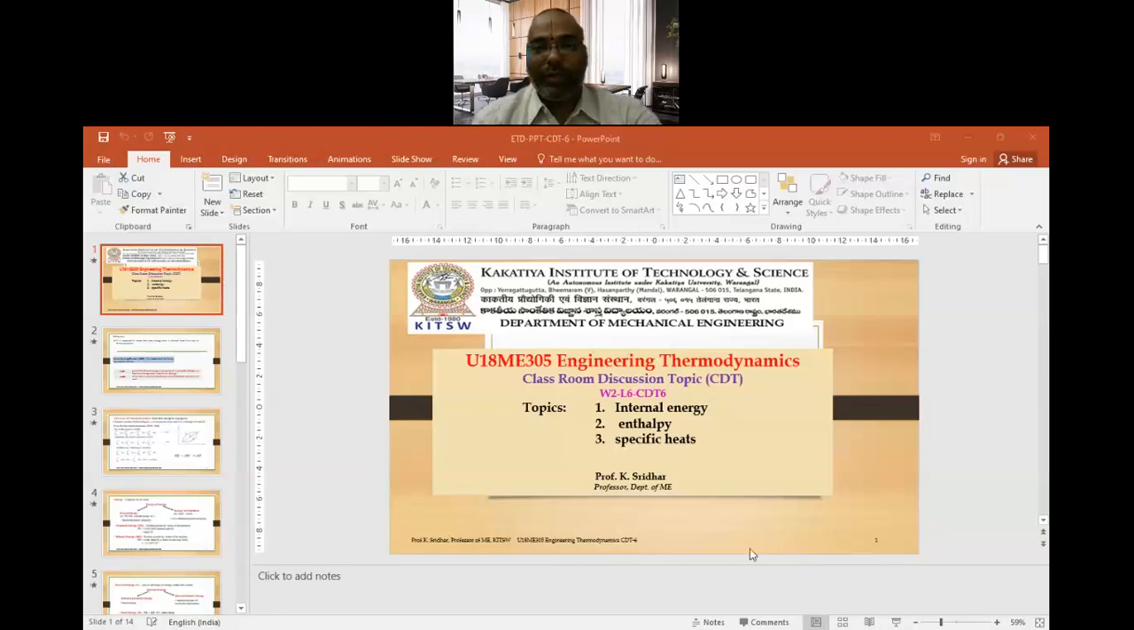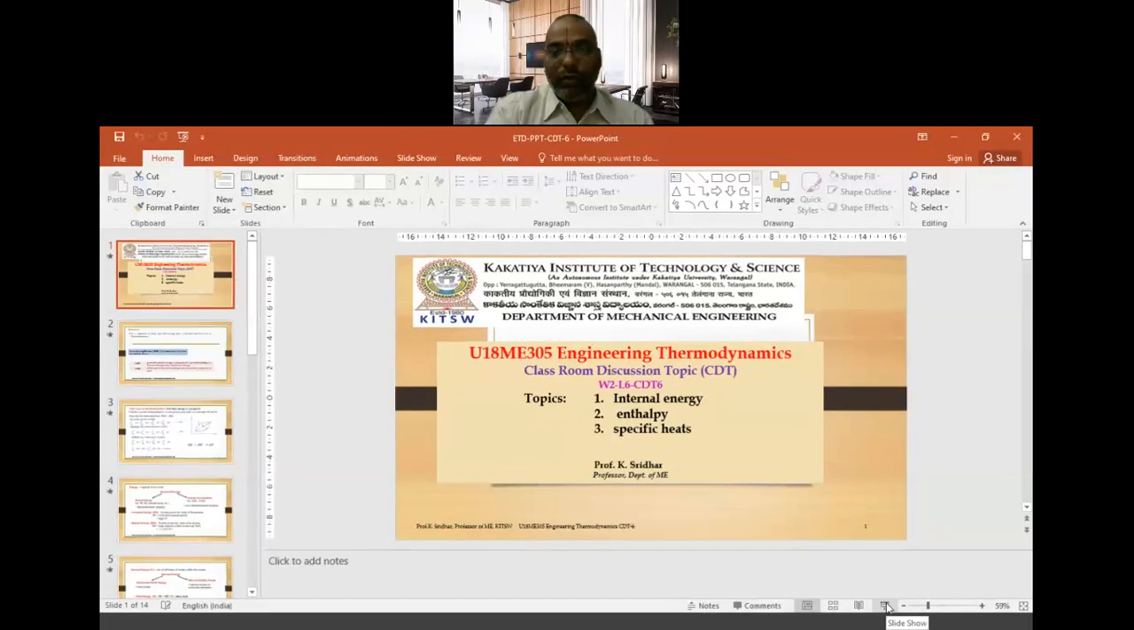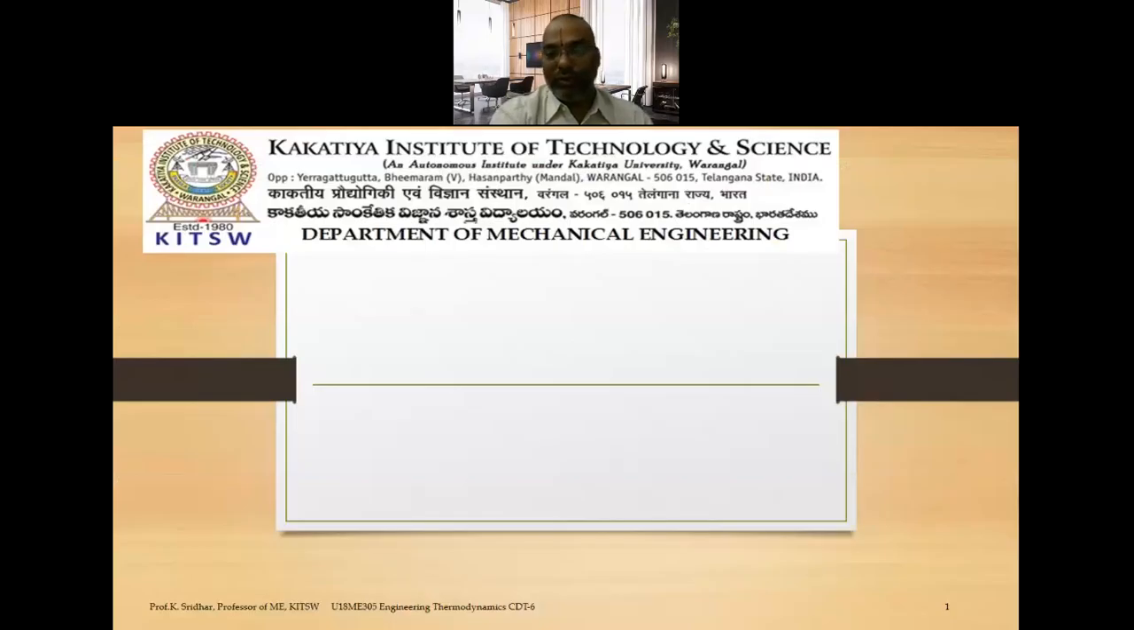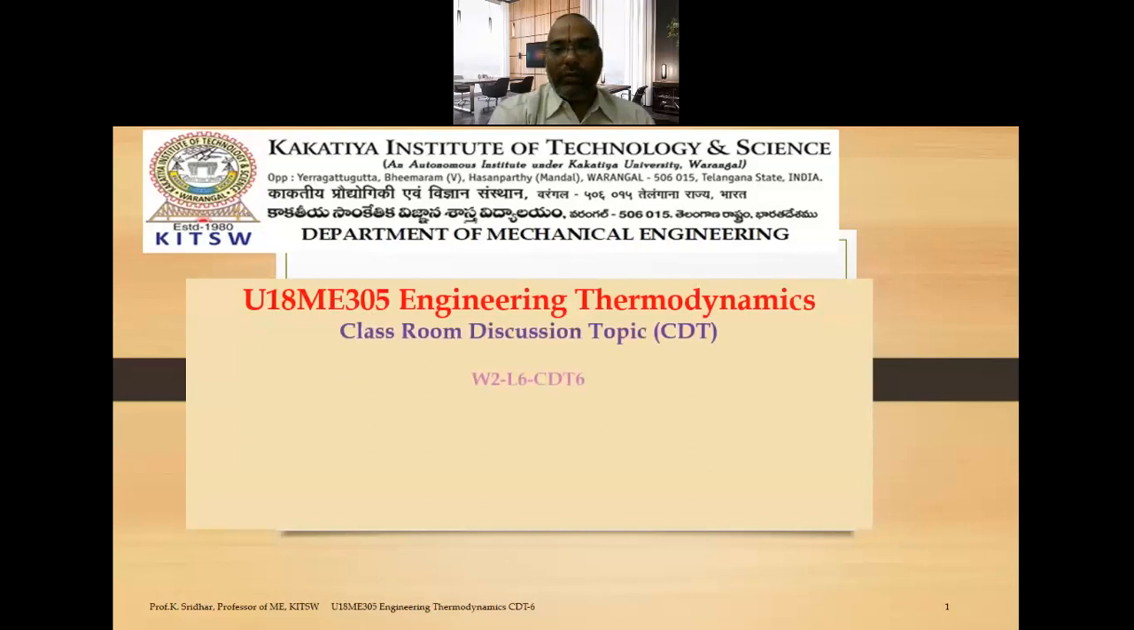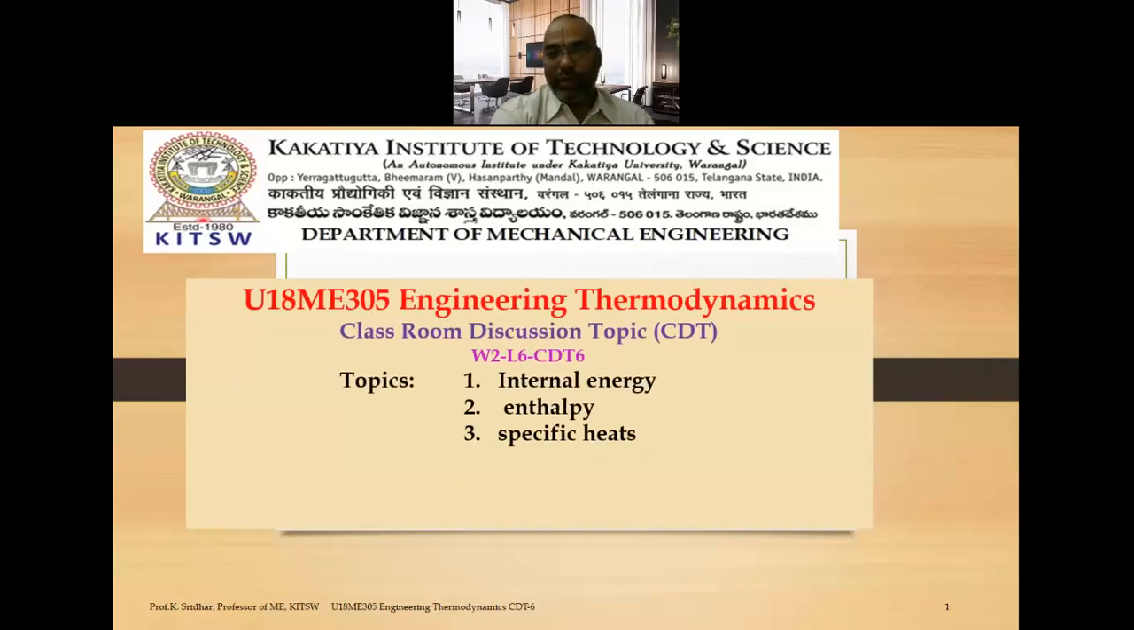So here in today's class, we are going to discuss three important concepts, that is internal energy, enthalpy, and specific heats. These are the three topics which we are going to discuss in today's class. It is the sixth classroom discussion topic. These are three important parameters: internal energy, enthalpy, and specific heat.